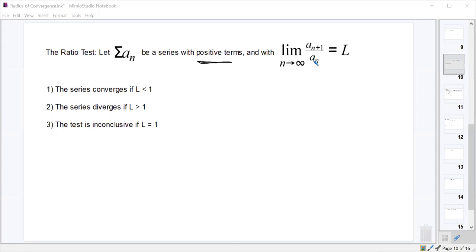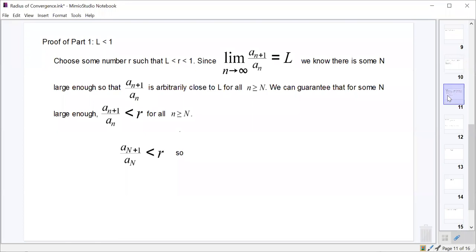And so that'll be good enough. So anytime we look at a series that doesn't have all positive terms, we're going to take the absolute value of it. And then at the end, we'll say, okay, it converges absolutely if it does. And then we'll say, because it converges absolutely, that implies that it converges. So that's what we'll do. So let's take this first case here. Part 1, where we take the n plus first term divided by the nth term, look for the limit as n approaches infinity, and it equals some number that is less than 1.